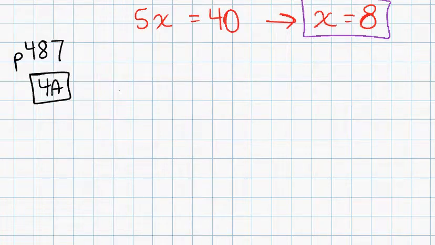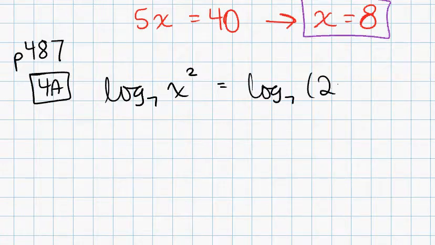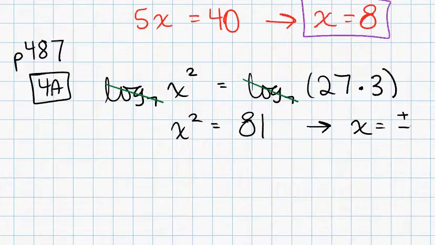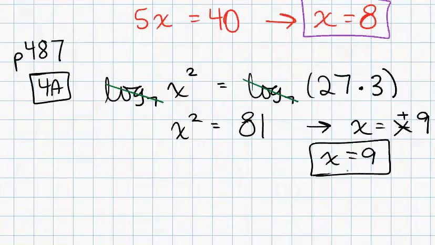So, problem 4A. The left-hand side is log base 7 of x squared. And the right-hand side is log base 7 of 27 times 3. So, the log base 7's cancel. x squared equals 81. Therefore, x equals plus or minus 9. But when you go to check your answer, the negative 9 does not work. So it's just x equals 9.